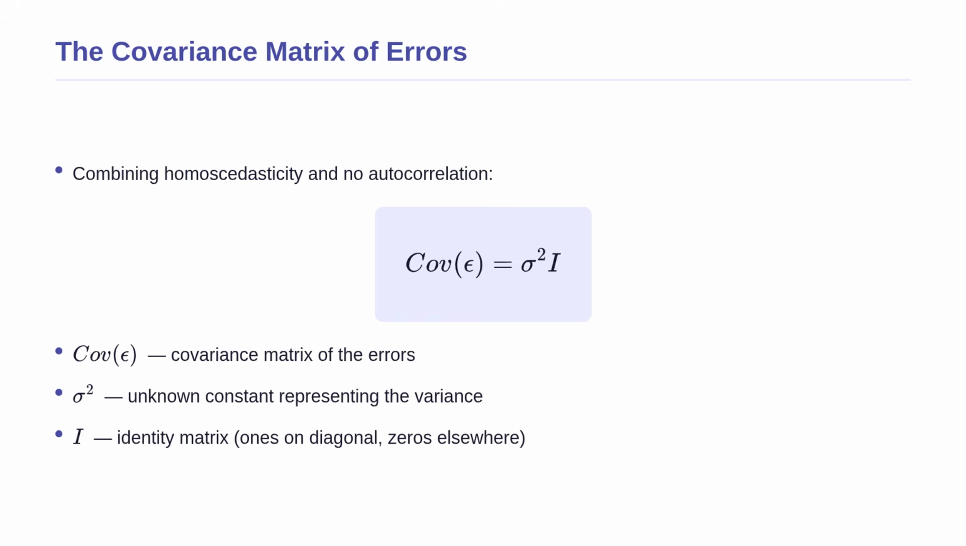The formula is the covariance of epsilon equals sigma squared times I. Conceptually, this matrix measures how the errors vary and relate to each other. The term cov epsilon represents the covariance matrix. Sigma squared is a single unknown constant number representing the variance, or the spread of the noise. The symbol I is the identity matrix. The ones on the diagonal mean every error has the exact same spread, and the zeros everywhere else mean no two errors are correlated. If sigma squared increases, the overall noise in our model increases.